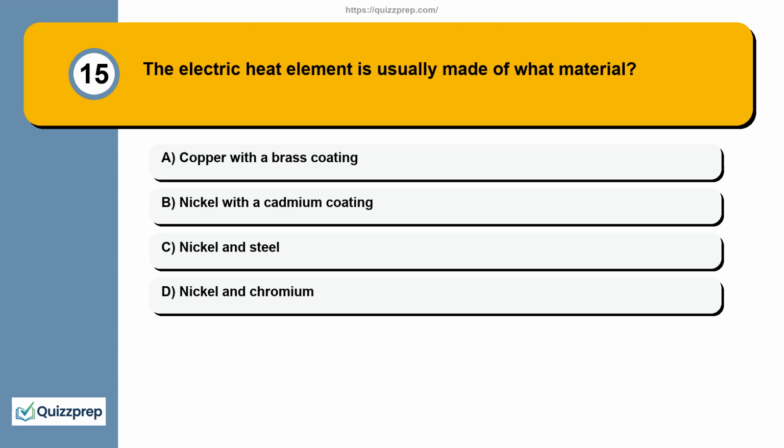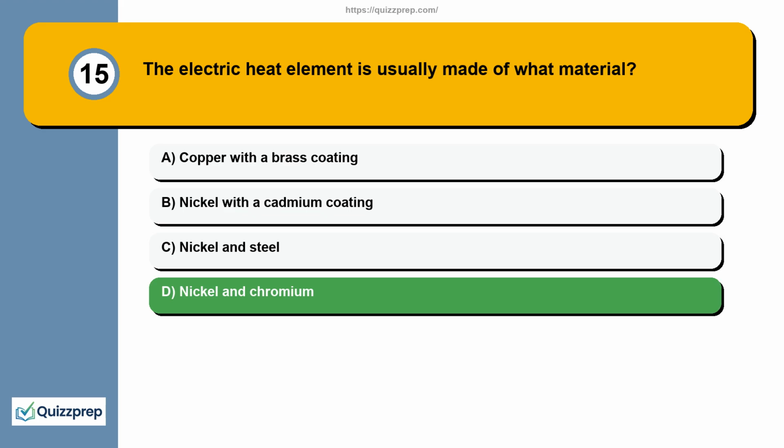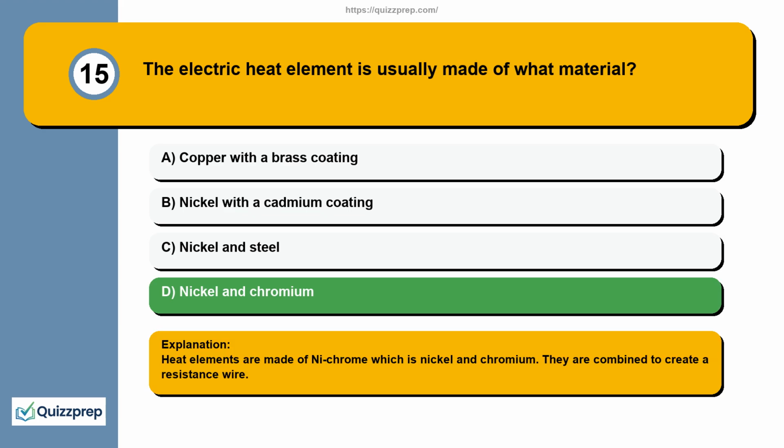Question 15. The electric heat element is usually made of what material? Copper with a brass coating, nickel with a cadmium coating, nickel and steel, nickel and chromium. Heat elements are made of nichrome, which is nickel and chromium. They are combined to create a resistance wire.